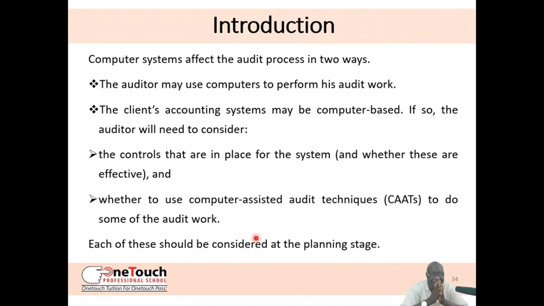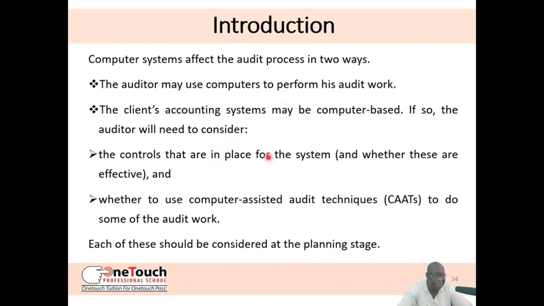Now, computer systems affect the audit process in two ways. So, as a general principle, the computer system affects the auditor in two ways. The auditor may use computer to perform his audit assignments. You yourself can use your computer in auditing. That's one way. The client accounting system may be computer-based. That's another way. If your client is using computer to perform all the transactions, this is another way.